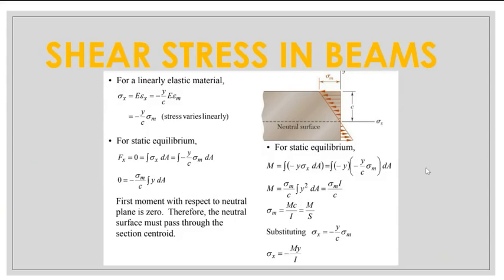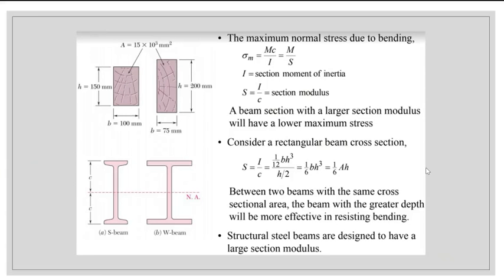And then if we apply the equations of equilibrium, we can find that sigma x is minus My by I, where sigma is the stress, M is moment, y is the distance between the point and the neutral surface, and I is the section moment of inertia. So now, how to find the section moment of inertia? For a beam, the section moment of inertia is 1 by 12 bh cube, where b is the breadth and h is the height.